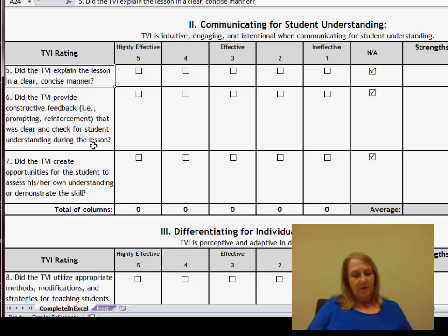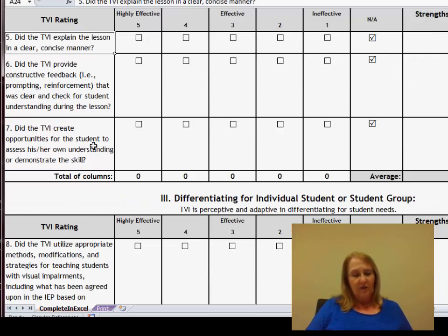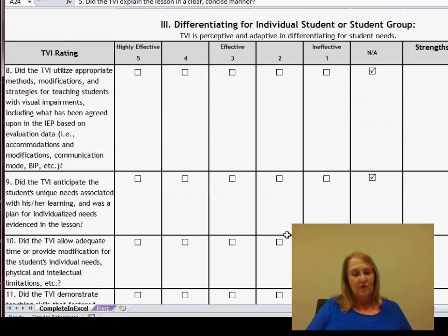Let's look at part 3. Skill area 3 is differentiating for individual student or student group. And let's look at question number 9.